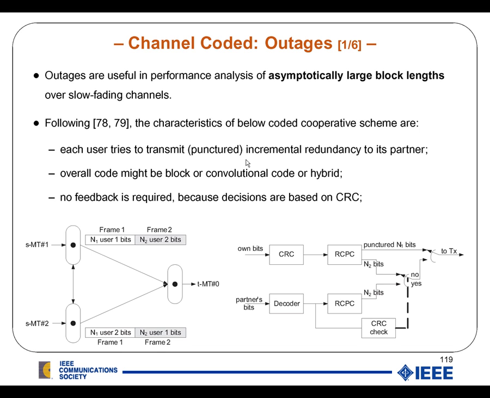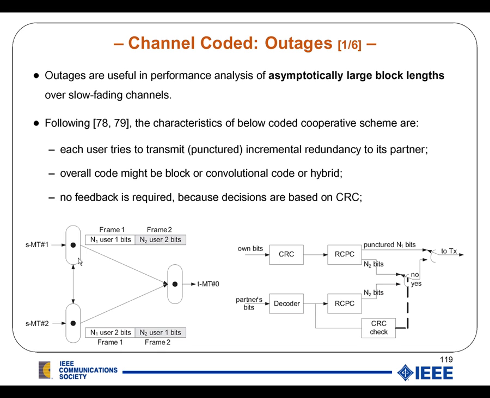To this end, we will look at the outages. The outage comes from the Shannon concept, but it holds very well for asymptotically large block lengths over slow fading channels, so it is quite a useful notion for the code design. We follow here papers 78 and 79, where each user tries to transmit a punctured incremental redundancy to its partner. We may use block or convolutional codes, and we don't need any feedback because we assume decisions on erroneous transmissions are made by means of a cyclic redundancy check.